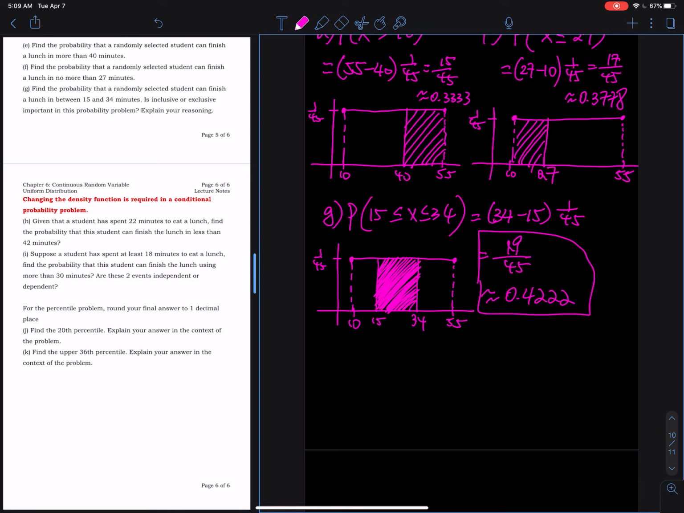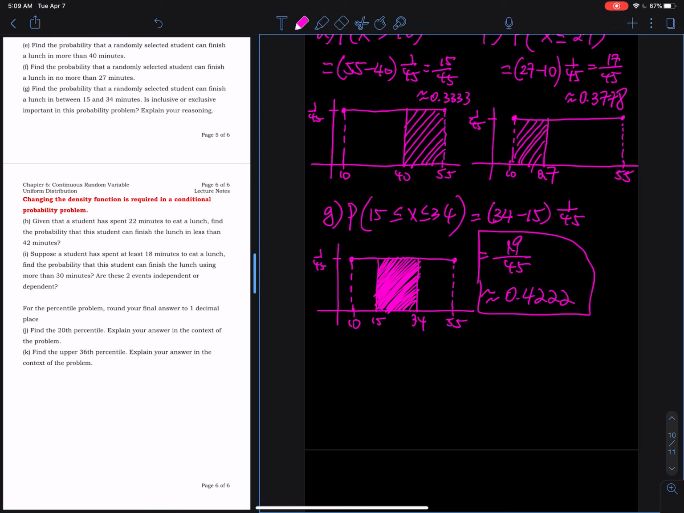So in part H, probability given that has spent 22 minutes. So after 22 minutes, the lunch is not finished. The person is still eating. So this is greater than or equal to 22. That means the clock is still ticking. Find X less than 42.